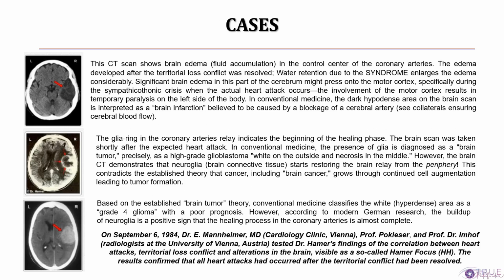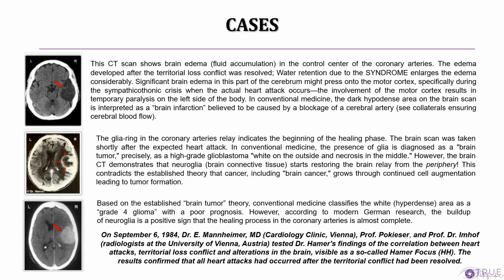Let's look at some cases. In the first picture here on the left, you see a CT scan that shows a brain edema, so fluid accumulation in the control center of the coronary arteries. The edema has developed after the territorial loss conflict was resolved, and water retention due to the syndrome enlarges the edema considerably.